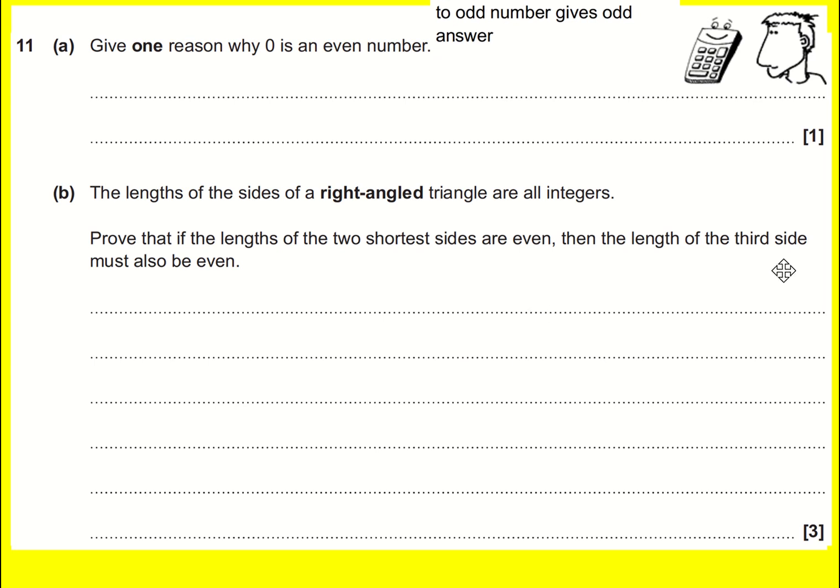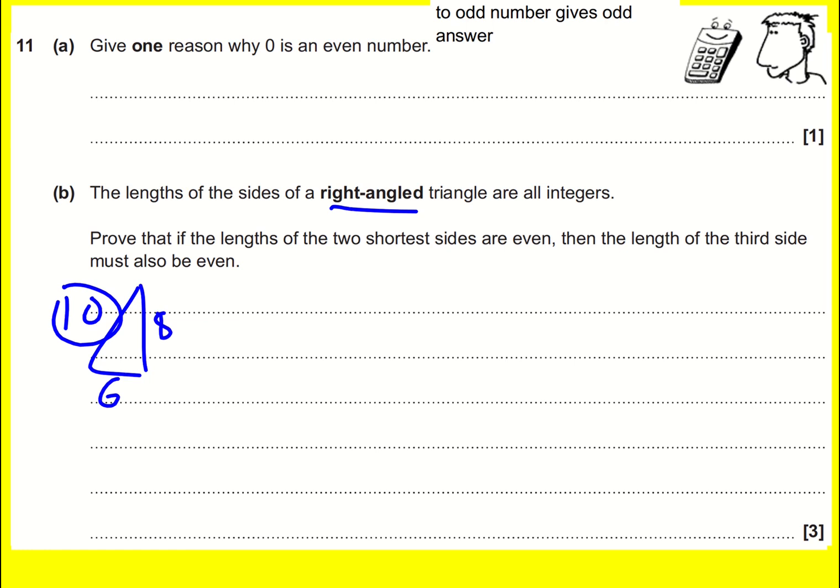All right. So this is a kind of a proof question, just getting you to think about these kind of ideas. The lengths of the sides of a right-angled triangle are all integers. Prove that if the lengths of the two shortest sides are even, then the length of the third side must also be even. Now, this is not a case of just substituting a number in. Here's an example: 6 and 8 are both even and they give 10, a nice answer here.